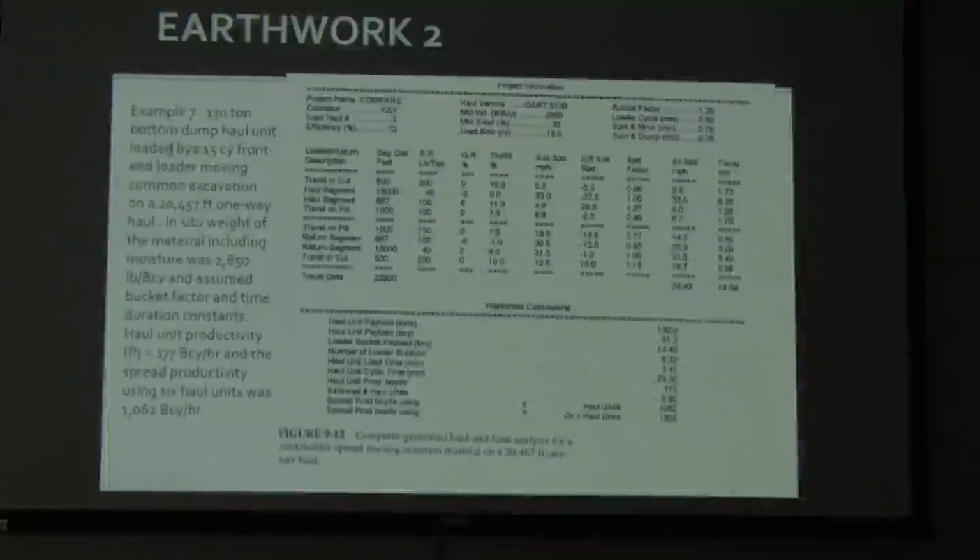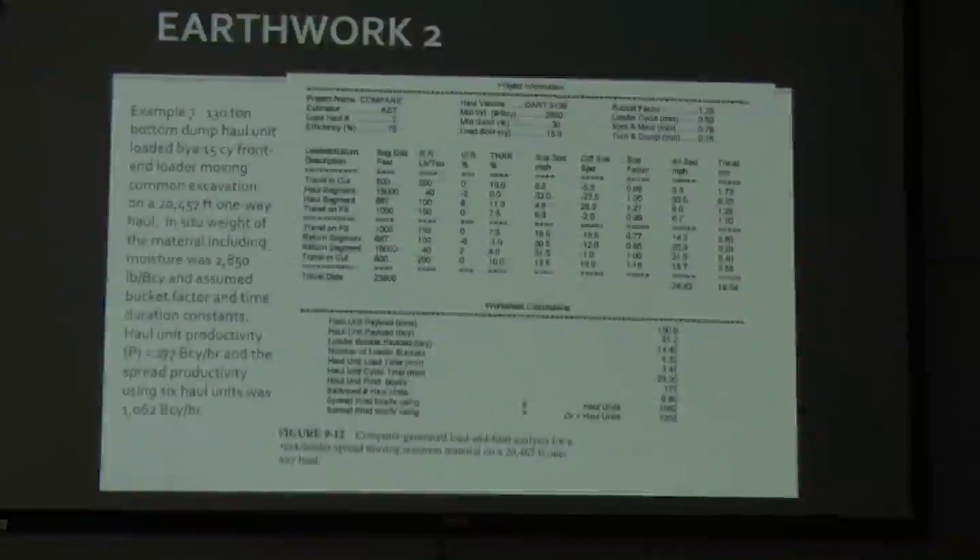Example 7, a 130-ton bottom dump haul unit loaded by a 15 cubic yard front end loader moving common excavation on a 20,457 feet one-way haul. The in situ weight of the material including moisture is 2,850 pounds per bank cubic yard. Now this is pounds per bank cubic yard, not pounds per cubic foot. And assumed bucket factor and time duration constants.